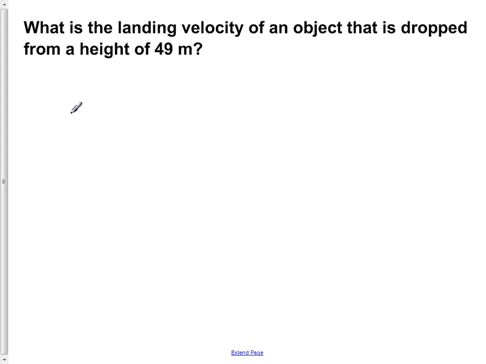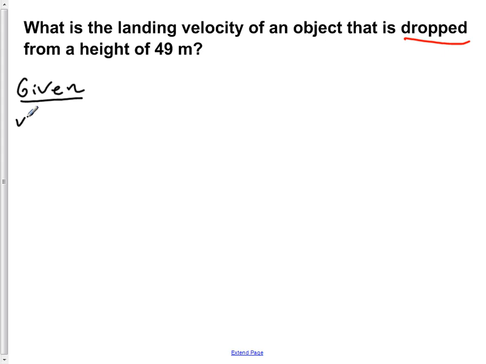What is the landing velocity of an object that is dropped from a height of 49 meters? So we're going to go off to the side here and write down our given information. So we know that the object is dropped.